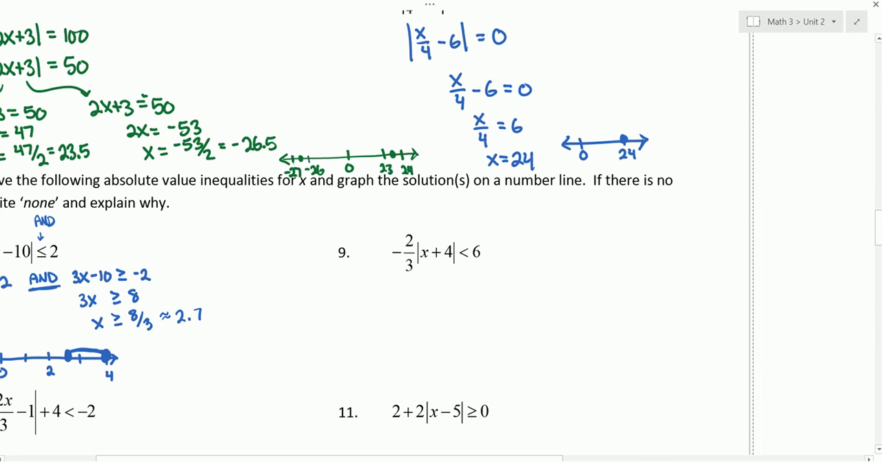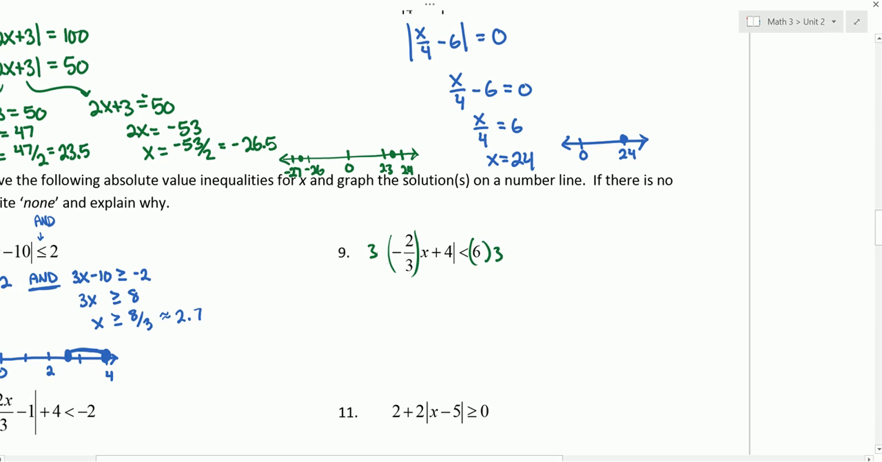Number 9, we have negative 2/3 absolute value of x plus 4 is less than 6. Here we want to get rid of that negative 2/3 first. So I'm going to multiply both sides by 3.